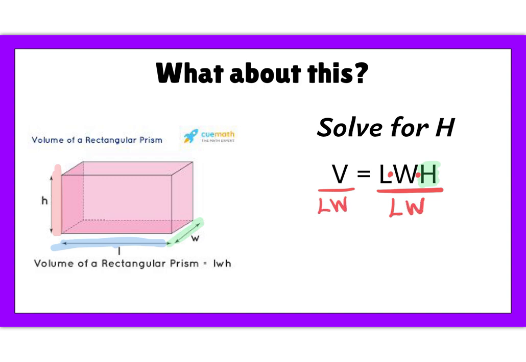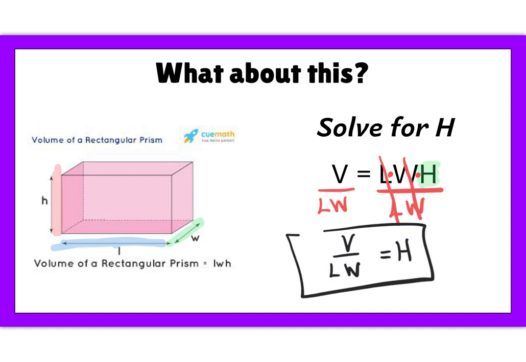So L on the top, L on the bottom cancels out. It gives me 1. W on the top, W on the bottom cancels out. That gives me 1. So I am left with H. Like we said earlier, we cannot actually do that division because V divided by LW is just a bunch of letters. So I literally just write V divided by LW. Because my goal was to get H by itself, I have that, so I am done. All I did was rearrange my equation so that now H is a letter by itself.